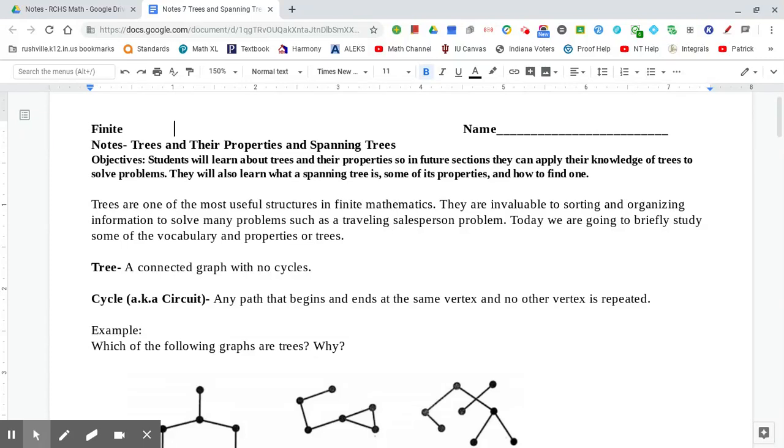Welcome back, students. Today we're going to look at trees and some properties of trees, as well as something called spanning trees. So today's going to be a lot of vocab.